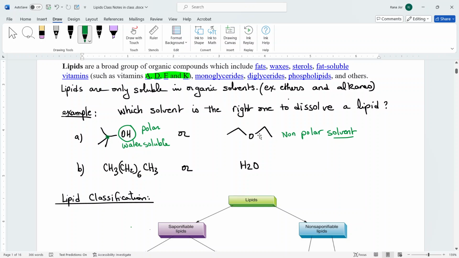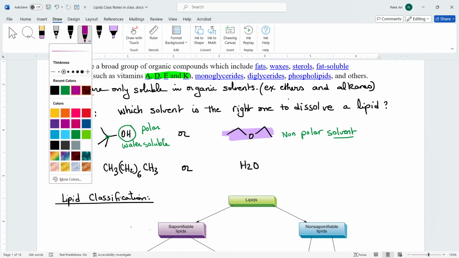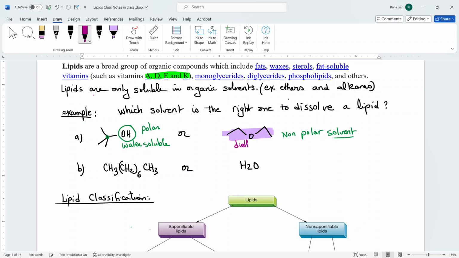This one mixes with water. This one, the diethyl ether, has 2 options. It can mix with water because it can hydrogen bond with water, but at the same time, it is an organic solvent. So it plays a double role in this case. So that is the best solvent in order to dissolve the lipid. So over here, this one is my diethyl ether. The diethyl ether is a good solvent for dissolving lipids.